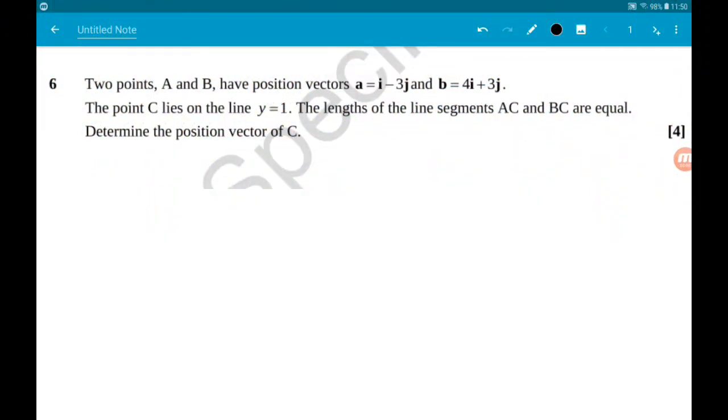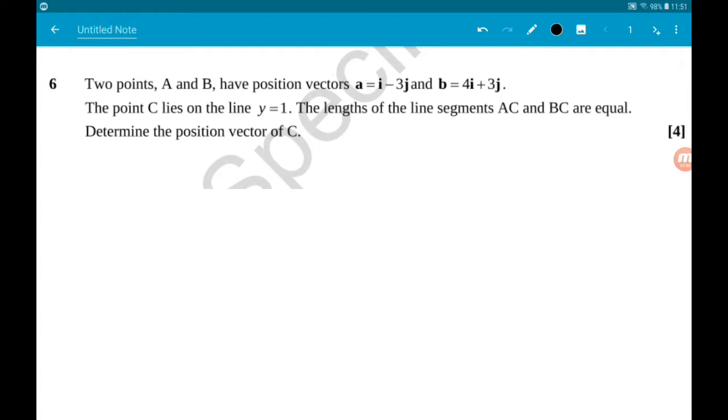Okay, question 6. Fun with vectors. So 2 points A and B have position vectors. A is i minus 3j, so that just means 1 to the right, 3 down, and B is 4i add 3j. So 4 to the right, 3 up. The point C lies on the line y is equal to 1. The lengths of the line segments AC and BC are equal. Determine the position vector of C.